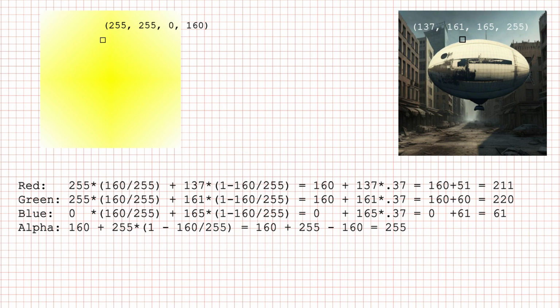The calculation for all of the color pixels is the same, just substitute in the different values. 255 times the normalized alpha, so 255 times 160 over 255. The 255s cancel out, and that's 160. Plus the destination red value, 137, times 1 minus the normalized alpha, approximately 0.37. That's 51. 160 plus 51 is 211.